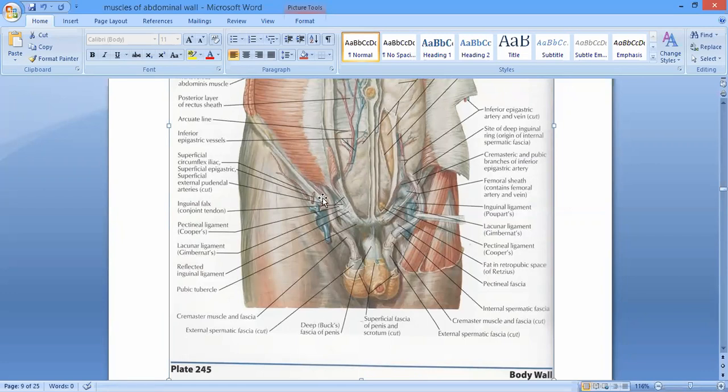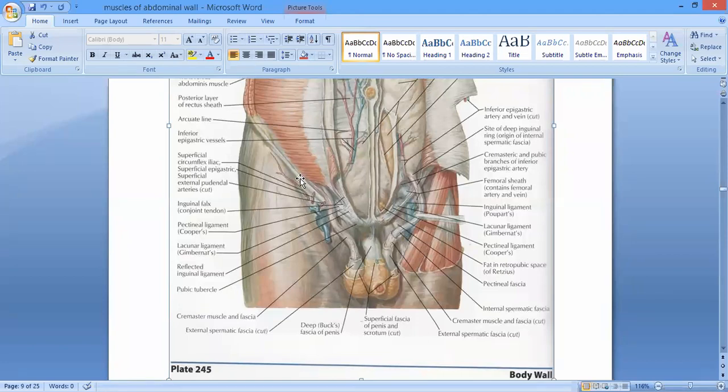Over here, you can see in the middle part, the muscle fibers that come from the internal oblique are the cremasteric muscle. Okay, does anyone remember? The cremasteric muscle comes from where? Good.